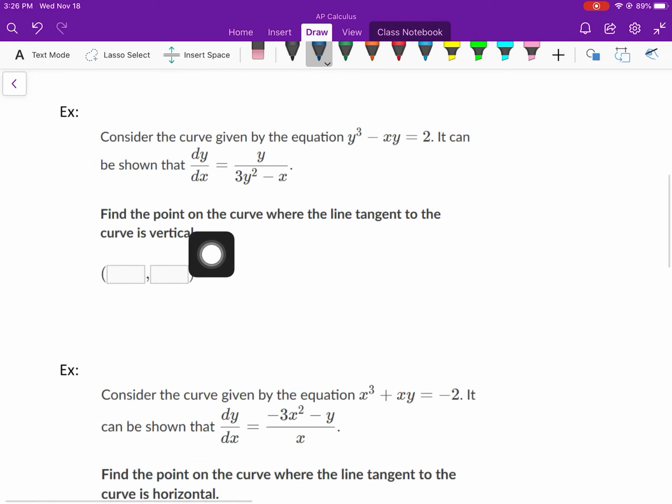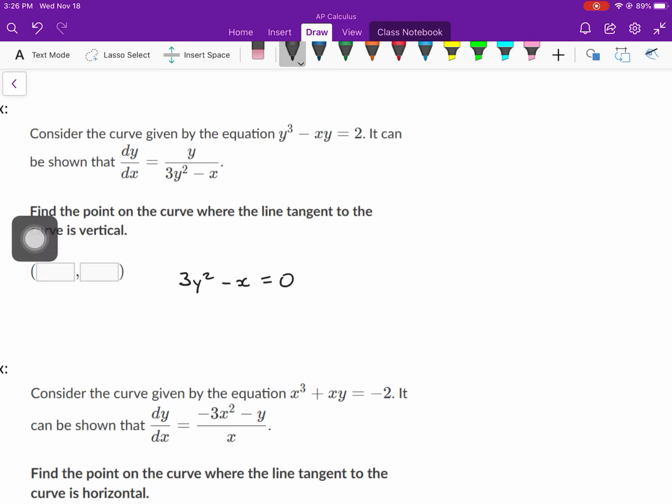So for this one, find the point on the curve where the line tangent to the curve is vertical. So if we want that vertical tangent, we want the denominator to equal 0. So we want 3y squared minus x to equal 0. Okay, that doesn't quite help us out yet. So here's what we're going to do. We're going to go ahead and solve. It looks easy to solve for x.